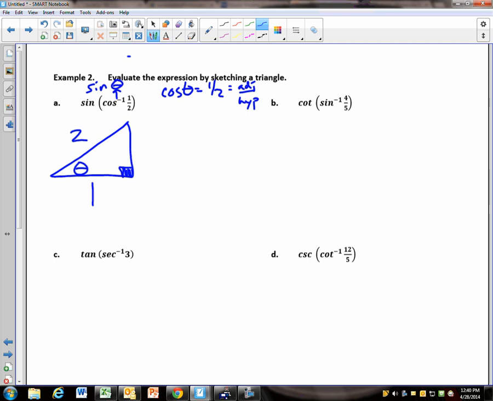Can we figure out what the sine of that angle is? How? Sine is equal to, in terms of opposite, adjacent, hypotenuse, what's sine? Opposite over hypotenuse. So I can figure out sine of this angle. All I have to do is figure out the opposite side. How do you figure out the opposite side? Pythagorean theorem. A squared plus b squared is equal to c squared. B squared is 3, so b is equal to root of 3.